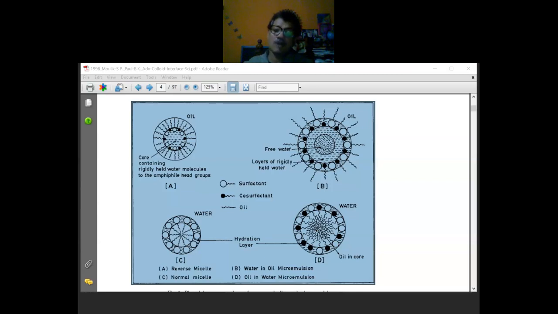Now if you add further oil, if the amount of added oil exceeds a certain threshold, so a huge amount of oil is being added, then what will happen? The size of the core will keep increasing progressively, and at that time surfactant and co-surfactant molecules may not be able to give complete protection.